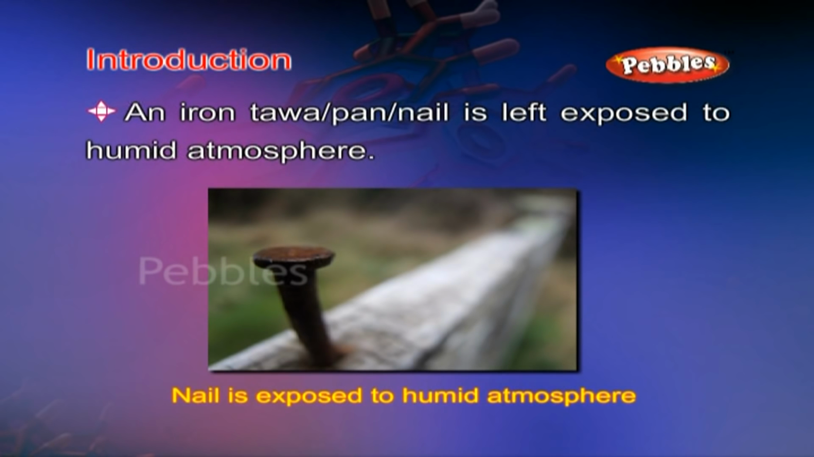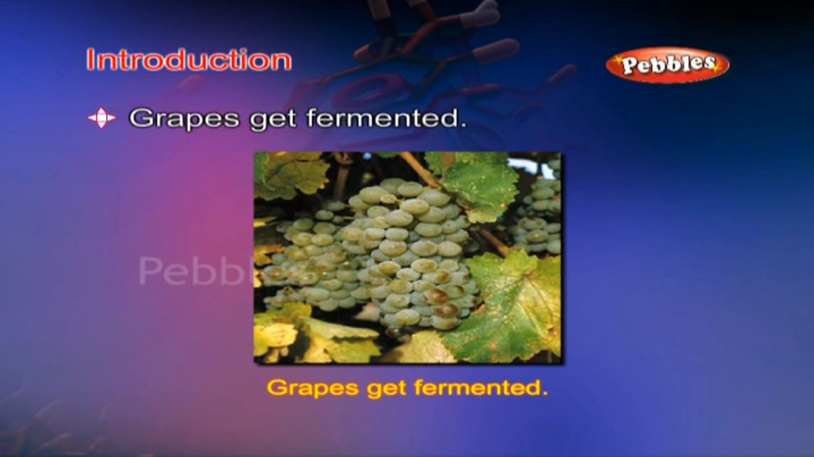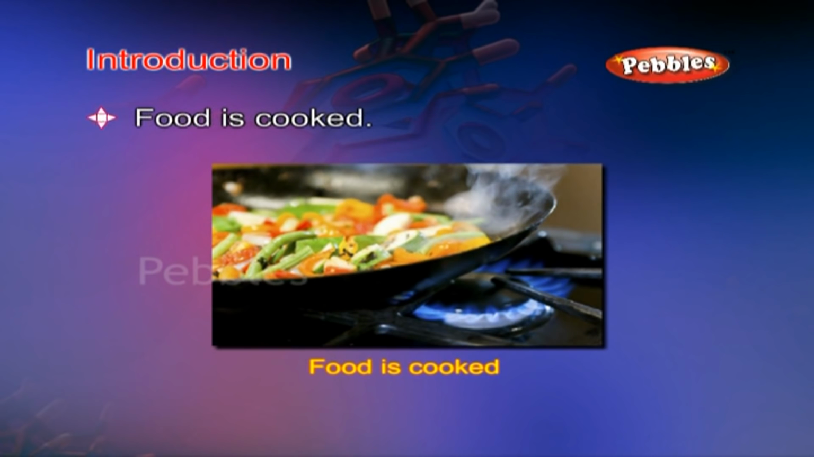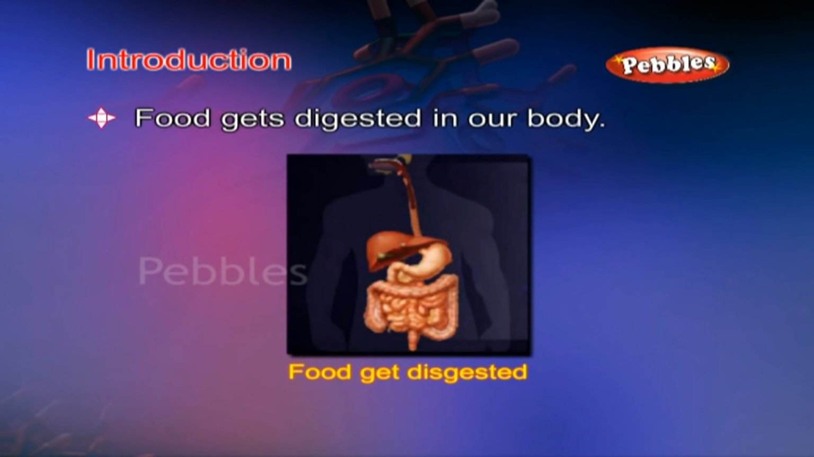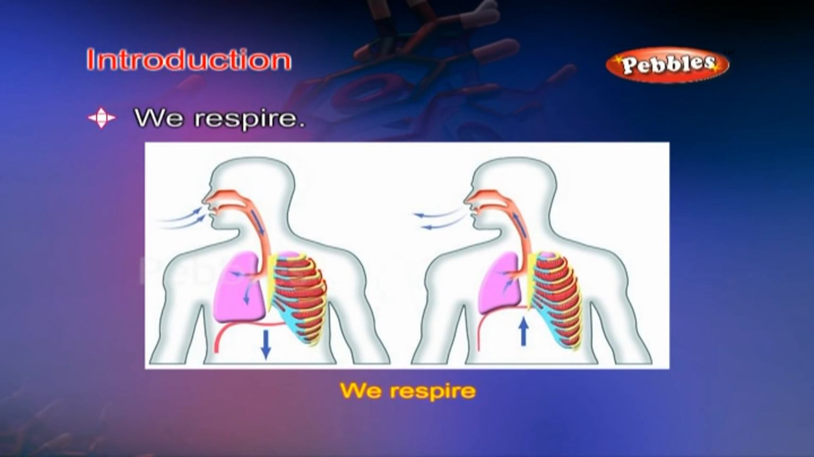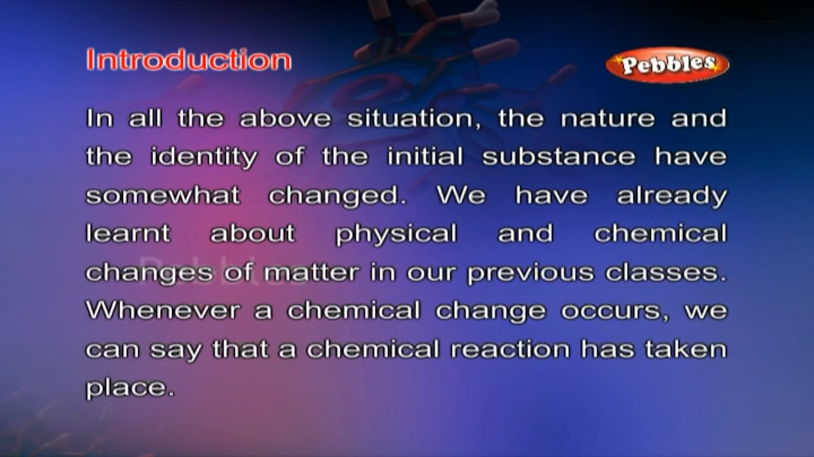an iron tawa, pan or nail is left exposed to humid atmosphere, grapes get fermented, food is cooked, food gets digested in our body, we respire. In all the above situations, the nature and the identity of the initial substance have somewhat changed. We have already learned about physical and chemical changes of matter in our previous classes.